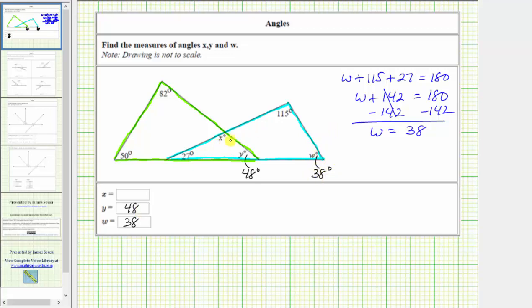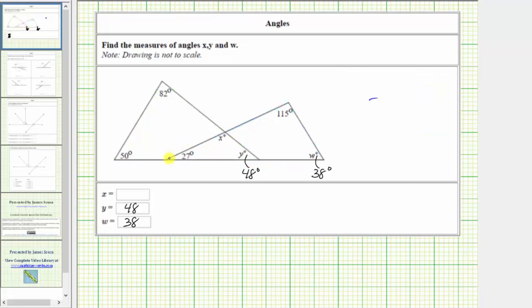And now to find the measure of angle x, we will focus on the small triangle formed by the two large triangles overlapping. So focusing on this triangle here, now that we've found the measure of angle y, we do have the measure of two of the three interior angles, and therefore we can now determine the measure of angle x. The measure of angle x plus 27 degrees plus 48 degrees must equal 180 degrees. As an equation, we would have x plus 27 plus 48 equals 180.